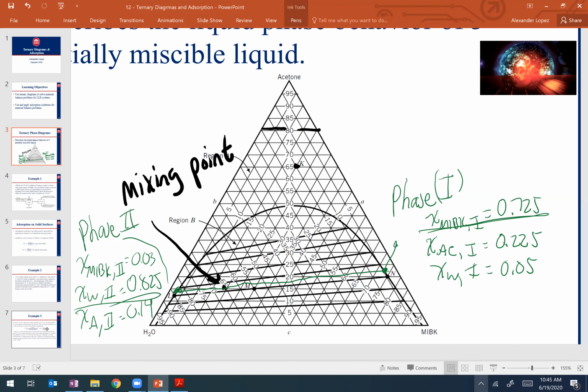Is there anything that I can further explain to clarify how this ternary diagram can be used? I would expect to see one of these on your final, primarily because it's a really good skill to have, being able to read these and use them to get these components and solve material balance problems involving liquid-liquid equilibrium.